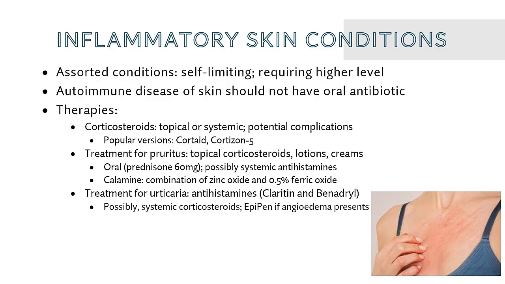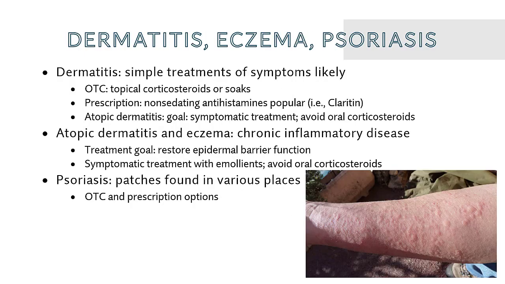Therapies may include corticosteroids, either topical or systemic, but may have potential complications. Treatment for pruritus includes topical corticosteroids, including lotions or creams. And treatment for urticaria may include antihistamines, either Claritin or Benadryl. Dermatitis, eczema, and psoriasis. For dermatitis, we treat the symptoms. Over-the-counter topical corticosteroids or soaks are common. For prescription, most commonly we find non-sedating antihistamines, like Claritin.